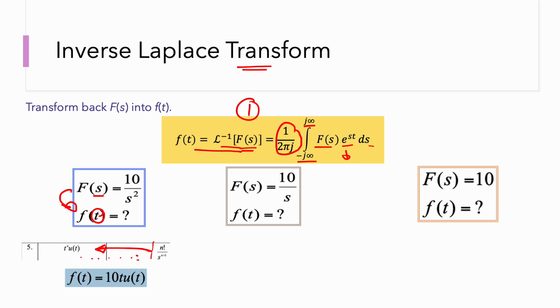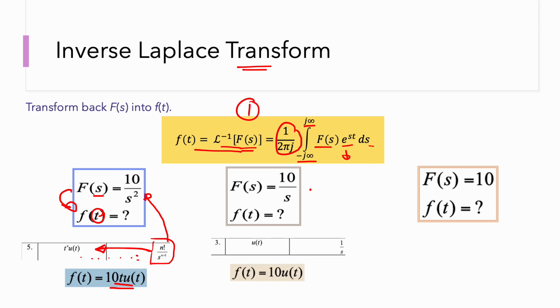So we look in our S domain for the entry that looks most similar to the S equation. So we will get f(t) is equal to 10t u(t), and the same goes for this equation, and the same goes for this equation.